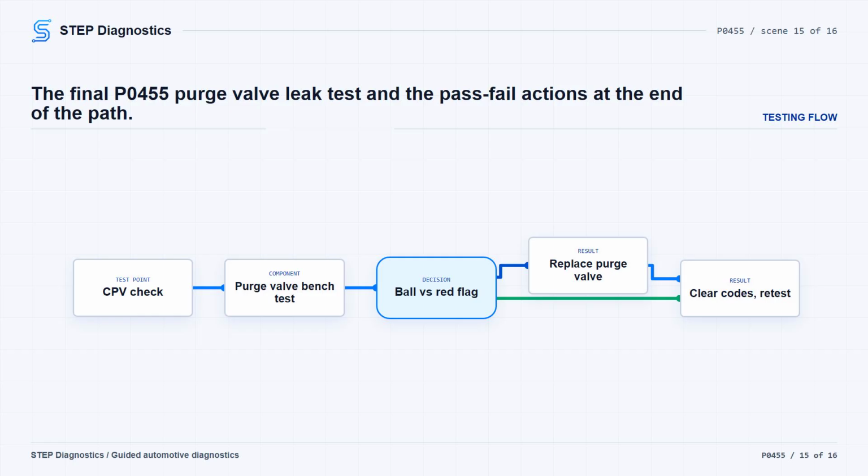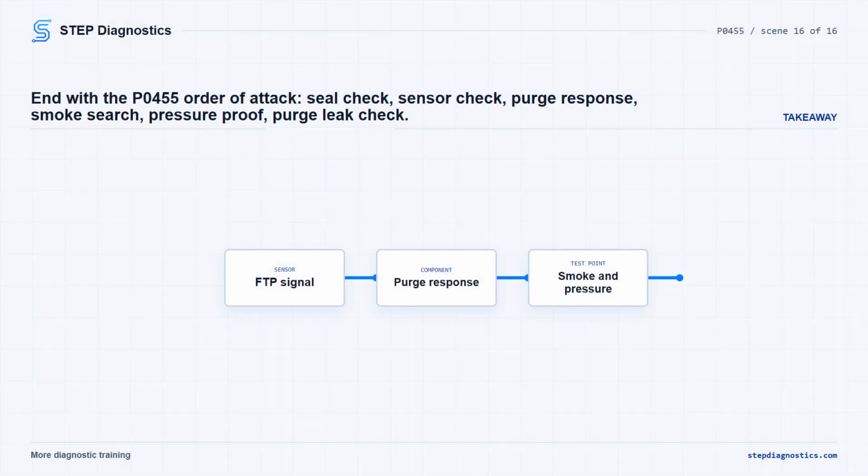Let the flow meter ball settle, then compare it to the red pointer flag. Below the flag means the purge valve passed the pressure test. Above the flag means the purge valve has an unacceptable leak. If it passes, clear the PCM codes and repeat the self-test. If it fails, this path supports installing a new EVAP canister purge valve, running the EVAP system test, clearing the PCM codes, and repeating the self-test.